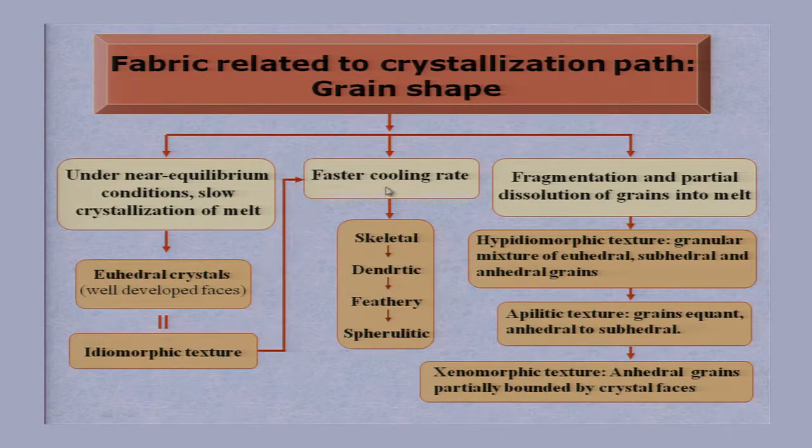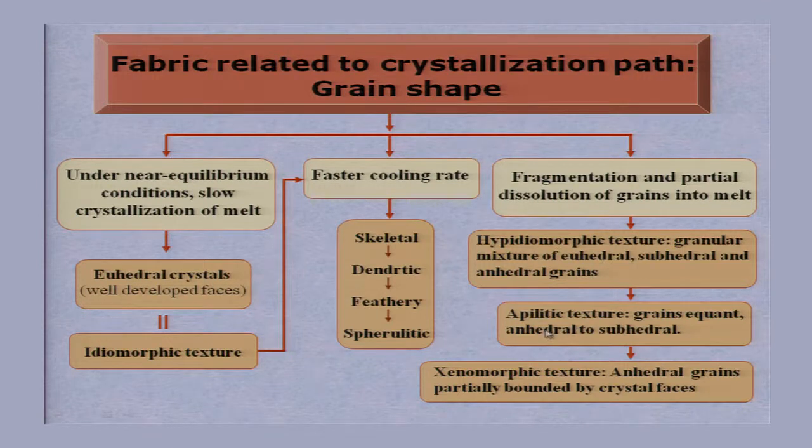The second subdivision is a faster rate of cooling, where skeletal, dendritic, feathery or spherulitic textures are developed. The third subdivision is fragmentation and partial dissolution of grains into melt. As a result, epidiomorphic texture, a granular mixture of euhedral, subhedral and anhedral grains, all three types of grains, is formed as a result of fragmentation and partial dissolution of grains.